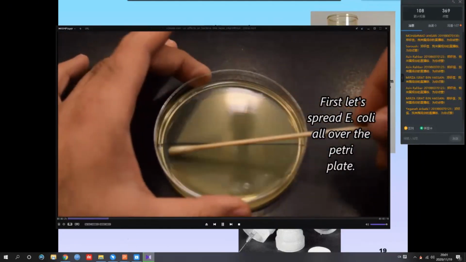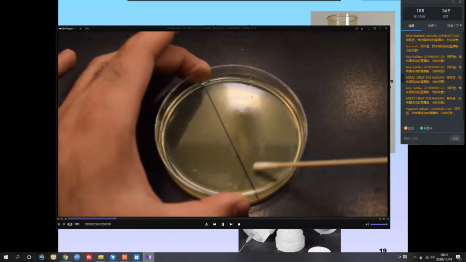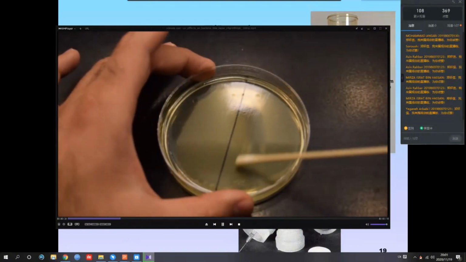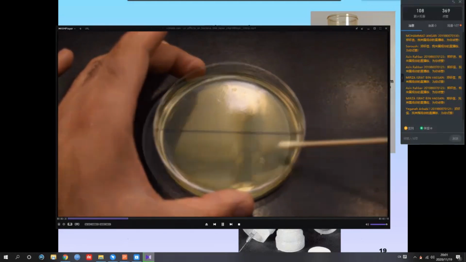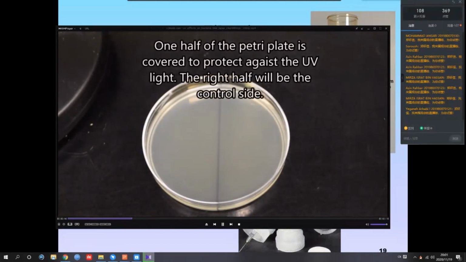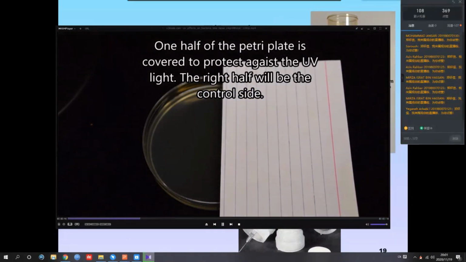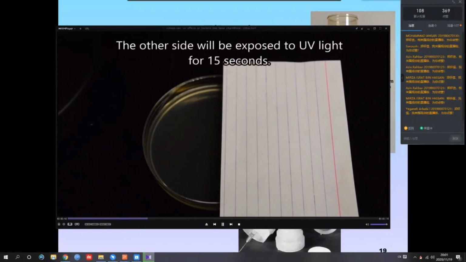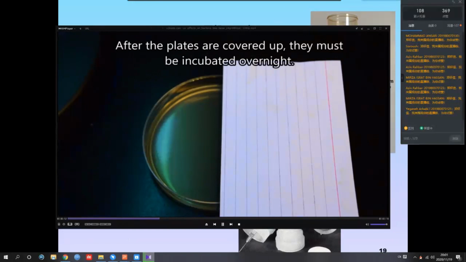First, you spread the bacteria, or you streak the bacteria, on the surface of a culture dish. This is a solid agar, a solid medium. And then you cover half of the plate with a piece of paper, and then you shine the plate under UV light for different times. This time they expose the bacteria to UV light for 15 seconds.